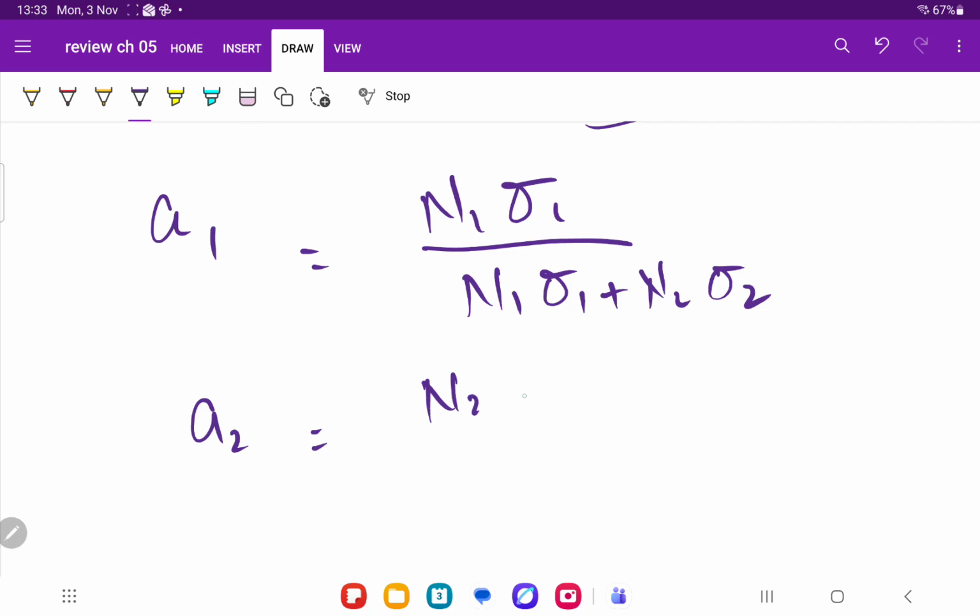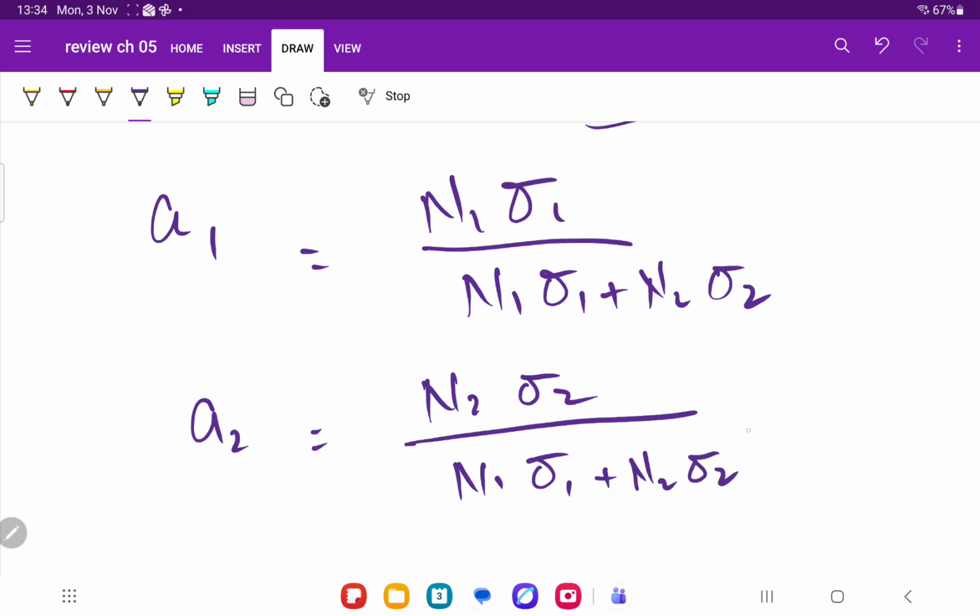N2 sigma 2, N2. N1 sigma 1 plus N2 sigma 2. Okay, so we just need to put the values.